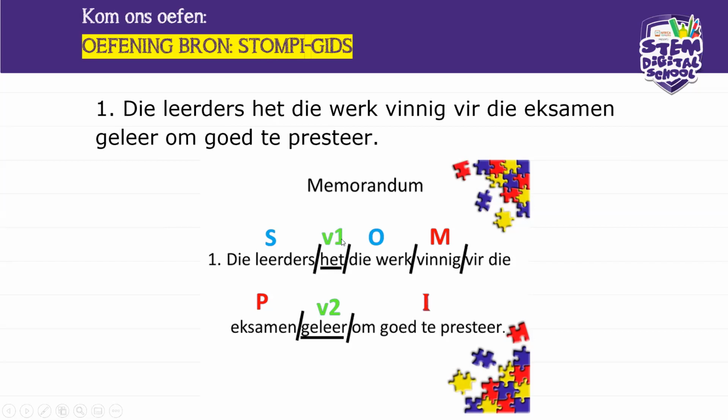Het is verb 1. The object would be die werk. It's the work. The manner would be vinnig, quickly. Then the P, which is place, vir die eksamen, is the place where it's happening. Verb 2 would be geleer. You see het en geleer. The ge is telling me that it is past tense. And then the infinitive, om goed te presteer. That's the reason for everything happening in this sentence.